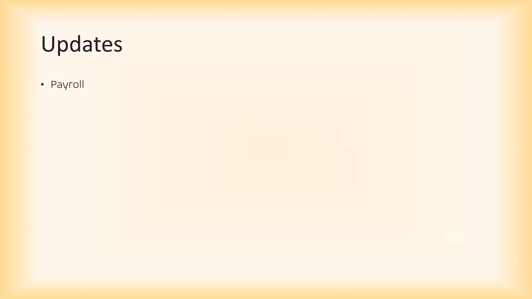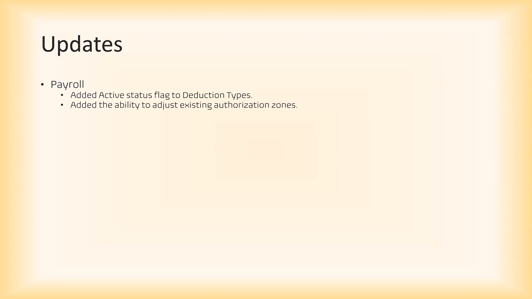So for updates for payroll, in deduction types, we added an active status flag. So you can now make deduction codes inactive, kind of like you can make an employee inactive or a customer inactive. If you make them inactive, when you load deduction types, it won't show up on the list anymore. It will still calculate inactive deductions if the employee still has them active. So we didn't stop that. So you have to make them inactive on the employee to have them not calculate or not add them to the list.